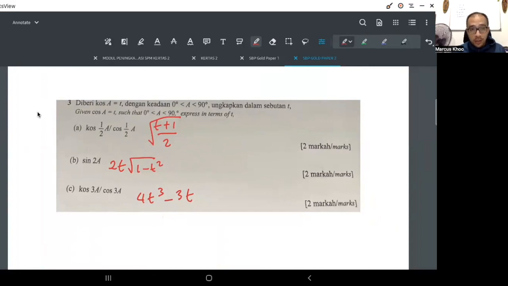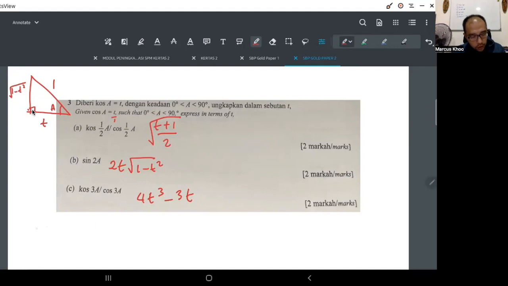Now, before you go into all this, don't forget that if cos A equals T, you can actually form your own triangle already. Because it's actually T over 1, so this is the angle of A. Cos A is T, that means cos is adjacent over hypotenuse. So this must be T, this must be 1, and this must be square root of 1 minus T squared. Then after that, all I have to do is to find cos half A.